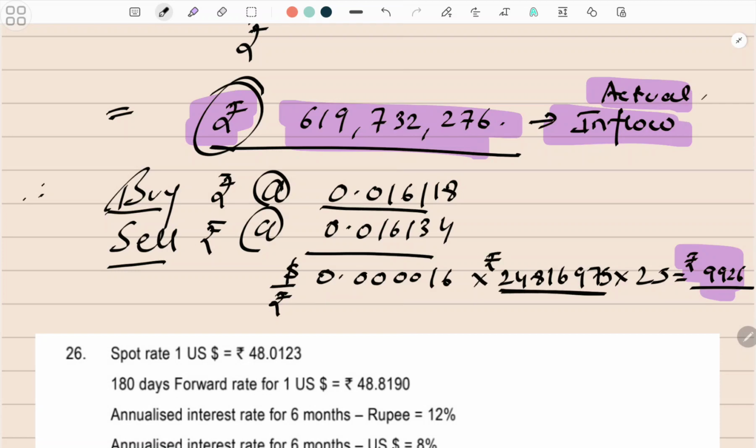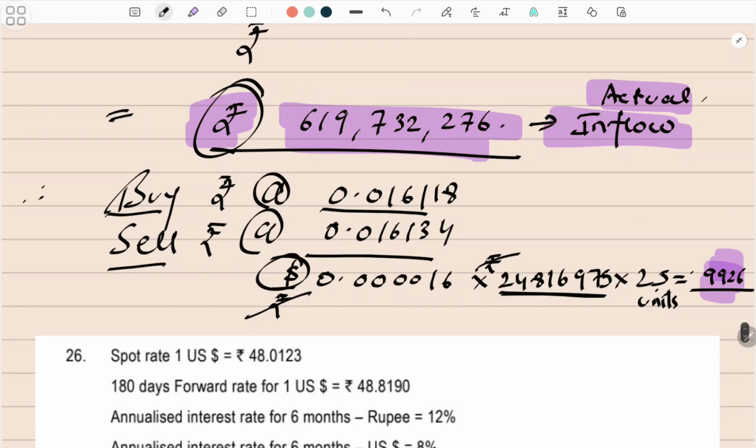And this is the number of contracts. These are units, 25 units. Okay, so hence rupee goes, and we are left with dollars. So the mistake is that this is $9926.79. Okay, so can I say $9927? Yes, but dollar. And see, I'm an Indian, I do not need this dollar.